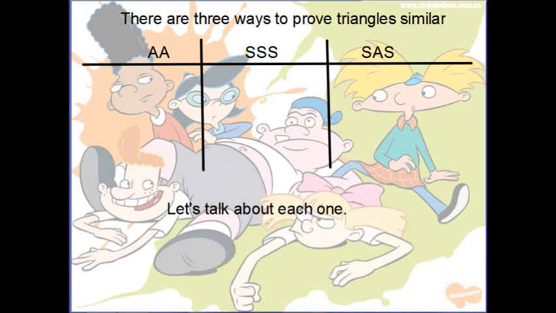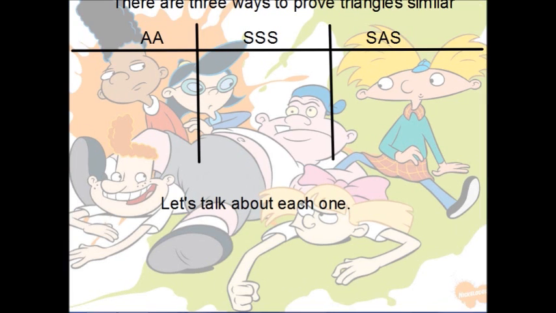So we have three ways of proving triangles are similar. We have angle-angle, side-side-side, and side-angle-side. So let's talk about each one. In order to have angle-angle similarity, we need to have two triangles, and in those two triangles, we need to have two sets of congruent angles in order to prove that triangles are similar by angle-angle.